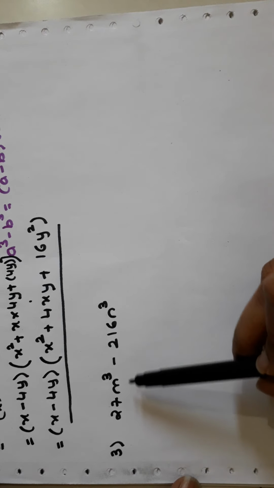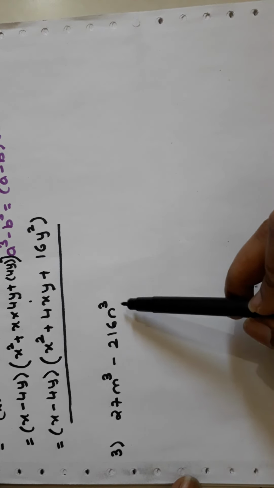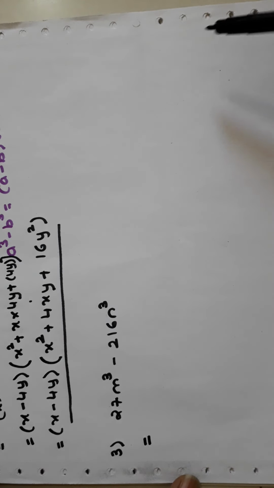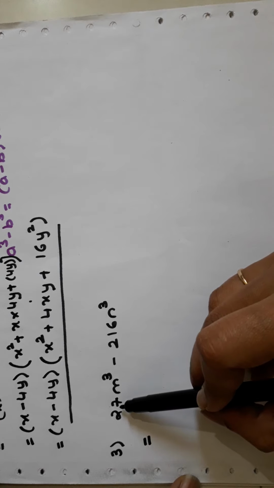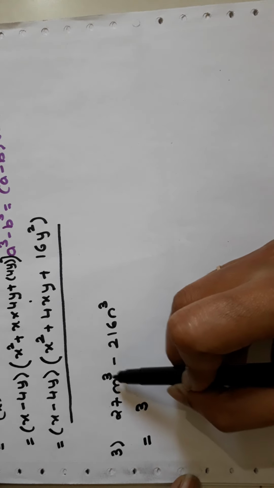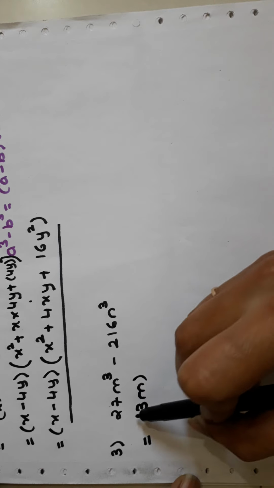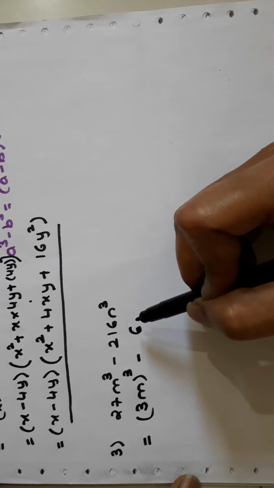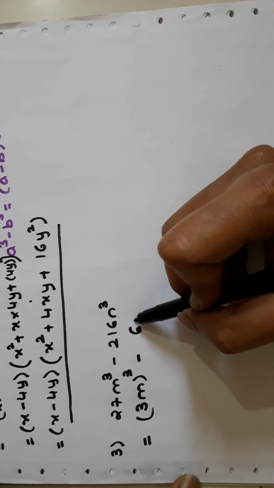Question number 3, 27m cube minus 216n cube. Write each term as a cube of an expression. 27 is the cube of 3. m cube is the cube of m. So 3m the whole cube. Minus 216 is a cube of 6. n cube is a cube of n.